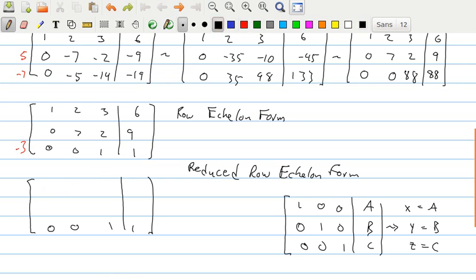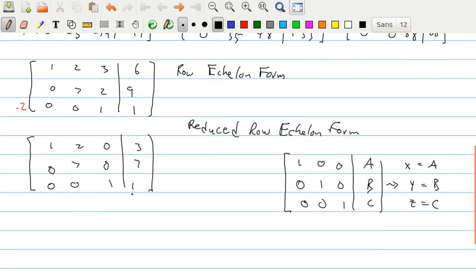We multiply this, we get 0 plus 1 is 1, 0 plus 2 is 2, -3 plus 3 is 0, -3 plus 6 is 3, so that's better. And we can also multiply this row by -2 and add it to the middle row. So that'll leave us with 0 plus 0 is 0, 0 plus 7 is 7, -2 plus 2 is 0, and -2 plus 9 is 7. So now it's looking better.